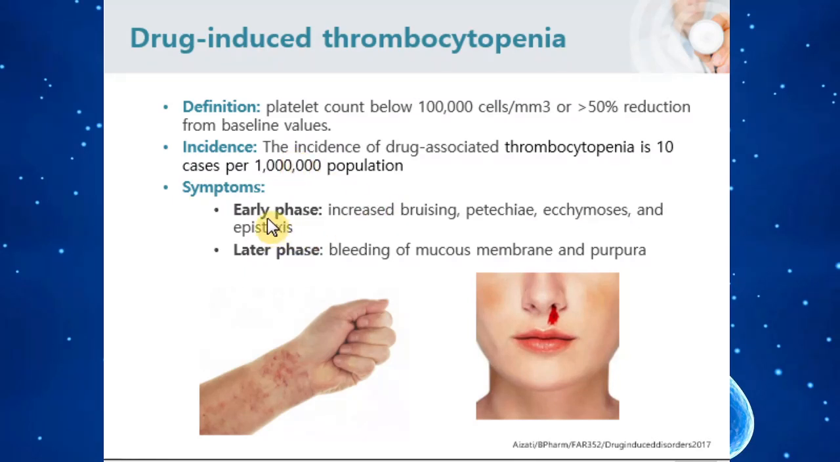So during the early phase of this ADR, the patient might have increased bruising, so they can bruise easily as compared to before. Petechiae, ecchymosis, or epistaxis, nose bleeding. And at the latest phase, the patient might have bleeding of the mucous membrane and purpura.